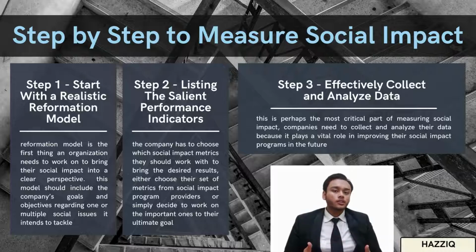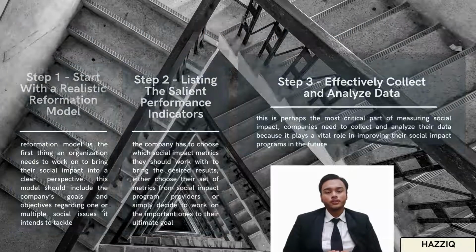After a company succeeds in formulating a comprehensive theory of change and identifying its salient performance indicators, the next crucial step is to collect data accordingly. The process through which companies collect and analyze their data plays a vital role in improving their social impact program in the future. The correlation of data will help conclude which group the policies serve better, and this way, the organization can choose to maintain the policy for certain impact groups and devise new strategies to target other impact groups in the future.